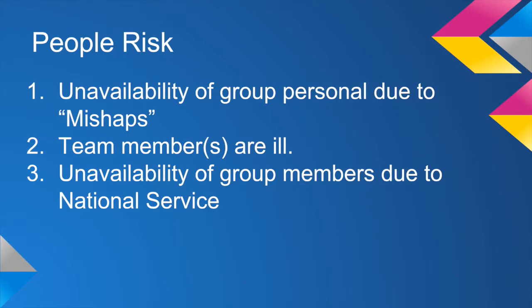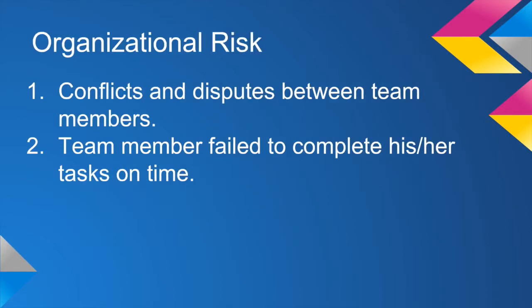The next risk is people risk. This identifies the risks involved with the group members aspect of this project. Potential people risks for this project are unavailability of group members due to mishaps or accidents, team members falling ill, team members having other commitments like national service.